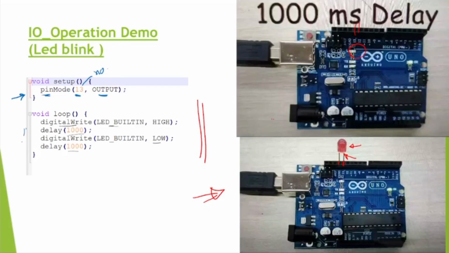Then this is the second part, the task it is doing. It's a digital write. It is giving a voltage out. The built-in LED is connected to 13. It understands that internally, or you can write 13 here. If you make it high, it becomes 5 volts. Then I give a delay of 1000 milliseconds. It makes it high, gives it 5 volts and waits for 1000 milliseconds.